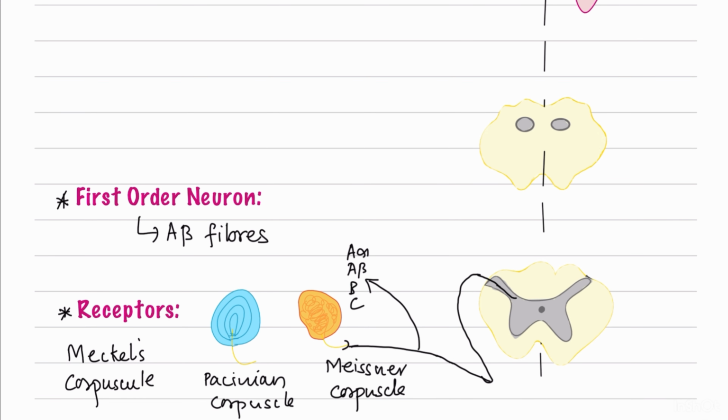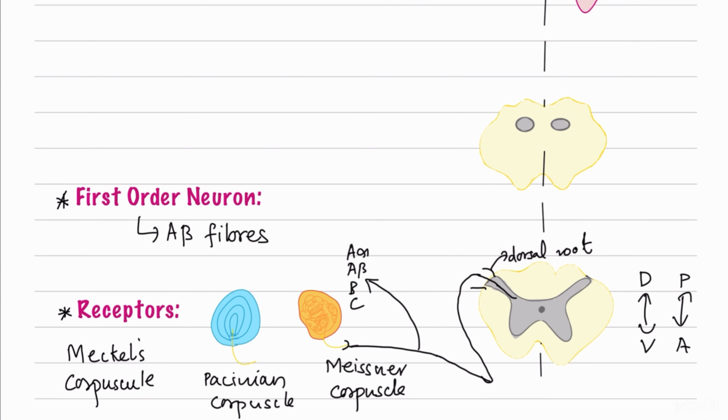These neurons, as I've said, enter the spinal cord through the posterior root. The posterior root is also called the dorsal root. This is the posterior part, this is the anterior part. Similarly, the posterior part is the dorsal part, whereas the anterior part is the ventral part, right? So this is also called the dorsal root of the spinal cord.